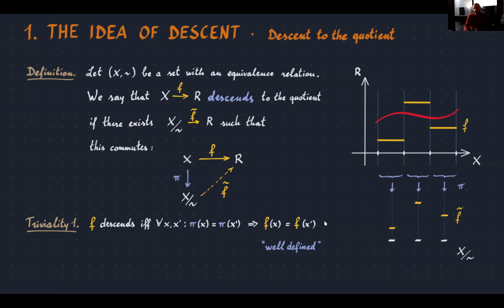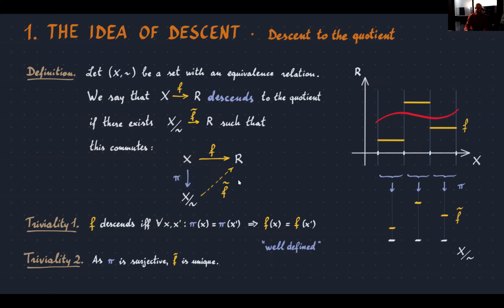In math, usually, this is when you say that something is well defined. Take your favorite example in math. You usually define things as a quotient of some other things. And then to define functions out of that, you usually define a function on the representatives and then have to prove that it's well defined. Every field of math has a version of this, okay? It's exactly this. And the second triviality is that since pi is surjective, then f tilde, should it exist, is unique. Okay, so far, easy peasy.